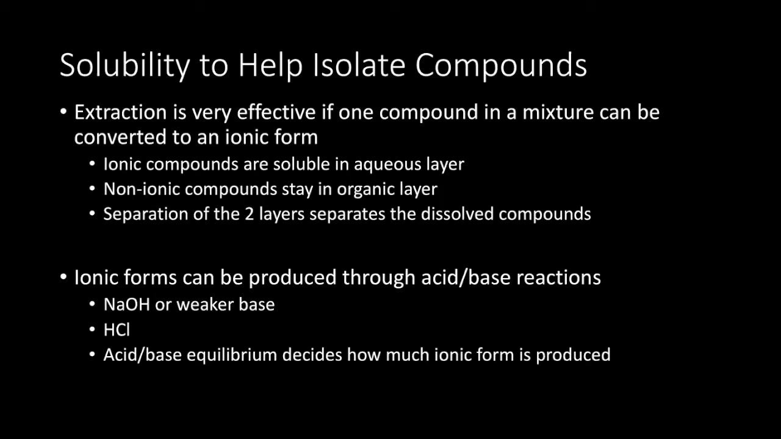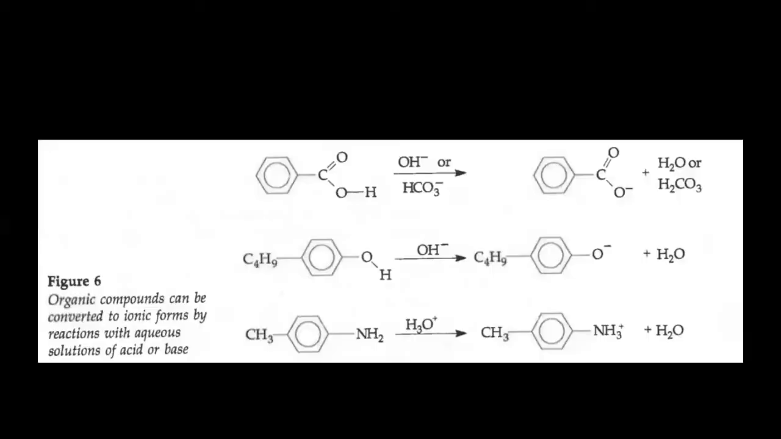Ionic forms of organic compounds can be produced through acid-base reactions, which we've just finished looking at from our chapter 3. Sodium hydroxide, or a weaker base, can be used to deprotonate compounds. Hydrochloric acid, likewise, can be used to protonate to form ionic versions of these organic compounds. The acid-base equilibrium dictates how much of an ionic form is produced.